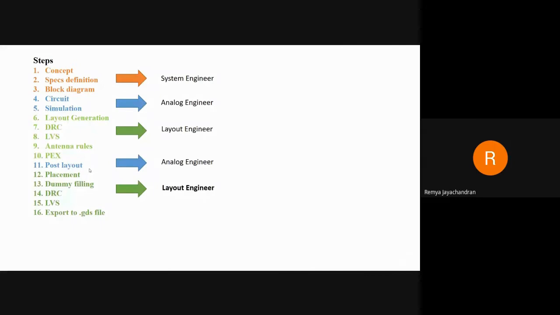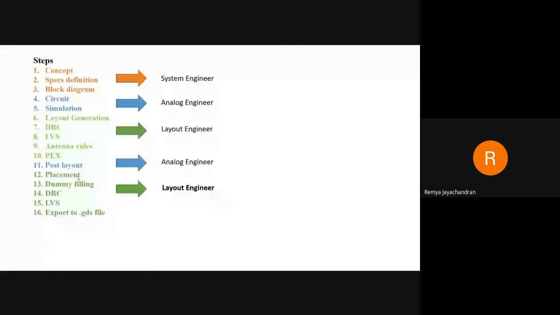So the placement of these blocks is an important point. You have to place each block in a particular position so that the interaction is minimized, and then routing, and then you go for the dummy filling. The density depends on the foundry.